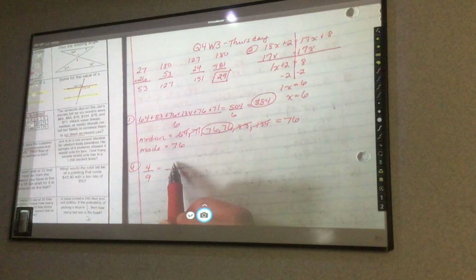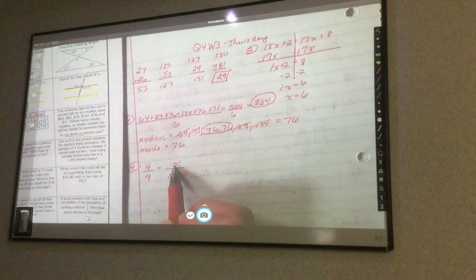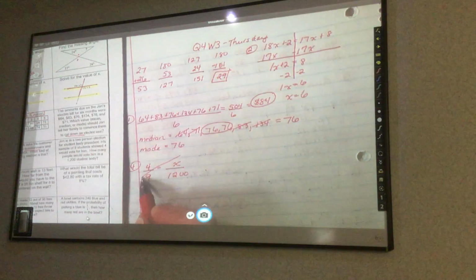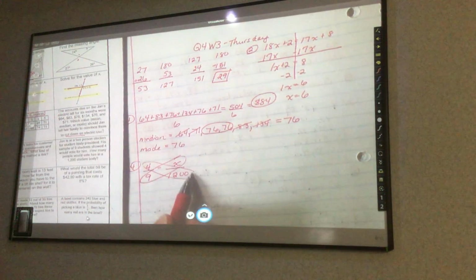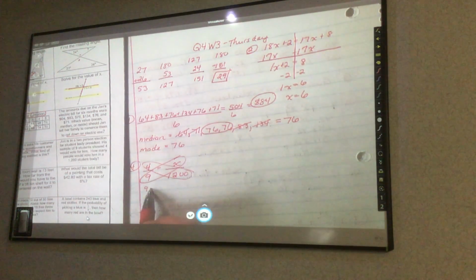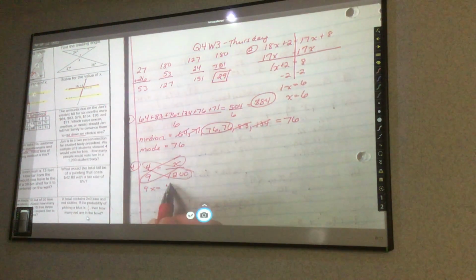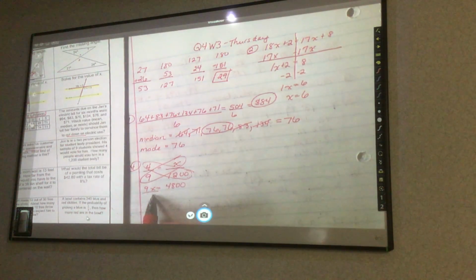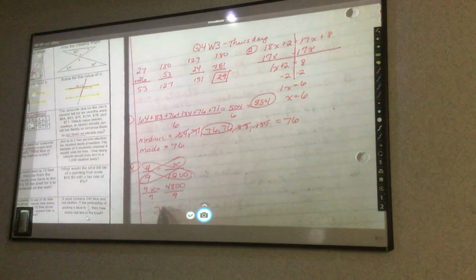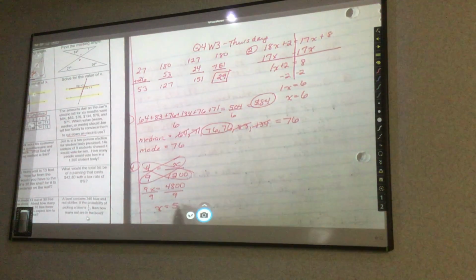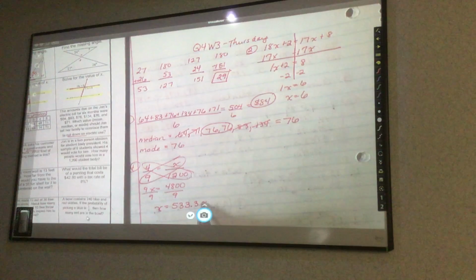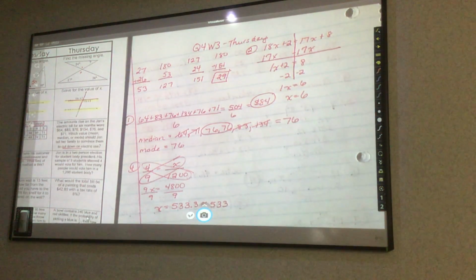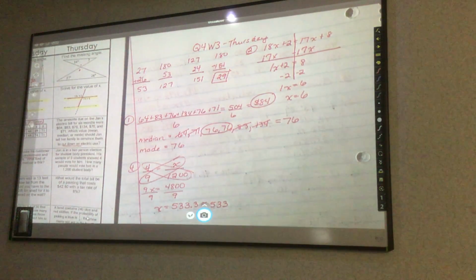So this equals x. So then I do my cross product. So I have 9x equals 4,800, divide by 9, divide by 9, and x would equal, it doesn't come out even, 533.3, so that's just about 533. How many of you got number 4 correct? And number 5.